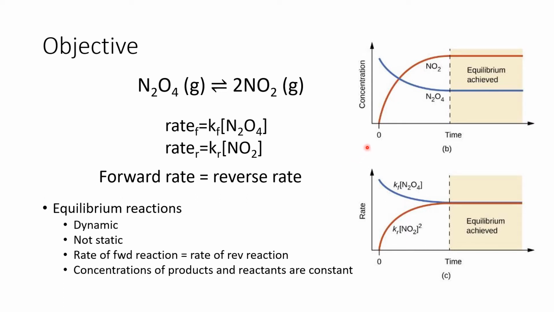But in terms of concentration, that might be a little bit different. So here we can see a graph that shows us the rates, how they're first different, and once they reach equilibrium, they're the same. Now, as far as concentrations, you can see that once equilibrium is achieved, they have different concentrations, right? N2O4 is less than NO2, but they reach concentrations at which they can be constant. So overall, equilibrium reactions are dynamic, they're not static. The rates of the forward reaction and reverse reaction are equal to each other, and the concentrations of products and reactants are constant.